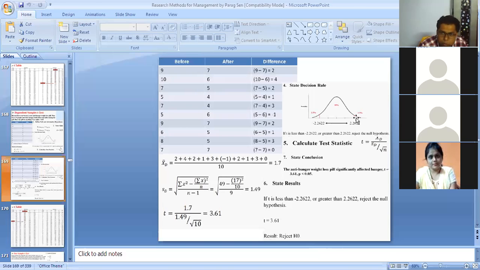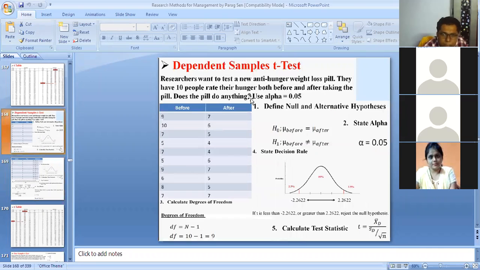If you have a look at your p-value, it will also be less than 0.05. So in both cases, you should reject your null hypothesis. That means there is enough evidence that the medicine is actually working.